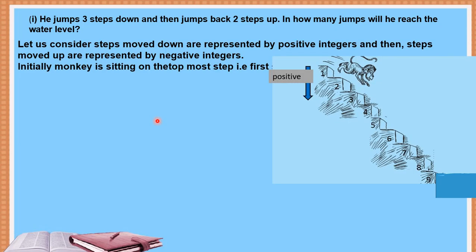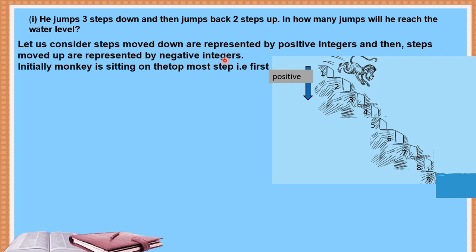So here is the first part. He jumps 3 steps down and then jumps back 2 steps up. In how many jumps will he reach the water level? So we consider steps moved down as represented by positive integers, and steps moved upside we represent by negative integers. That means when he jumps towards down, the integer we will represent as positive, and when he jumps back up, then the negative representation for the integer.